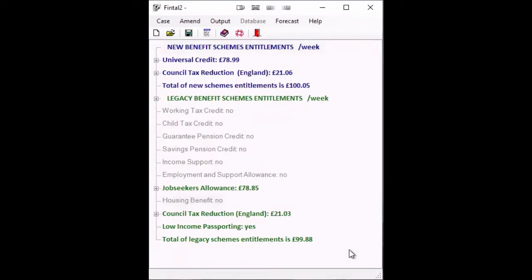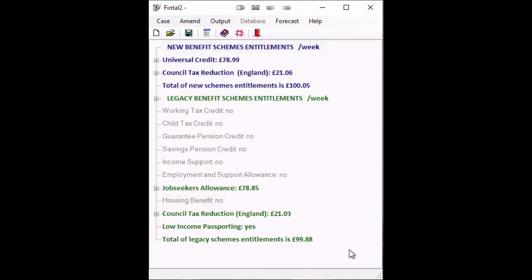And you will notice again that the benefits that have been calculated have now changed quite a lot. We have two options. Under the new benefit scheme, universal credit has been calculated, and if they're still on the old legacy benefits, then jobseeker's allowance has been calculated. You'll also realise that these amounts are considerably lower than the pension credit amounts that they were getting when they were both over pension age.